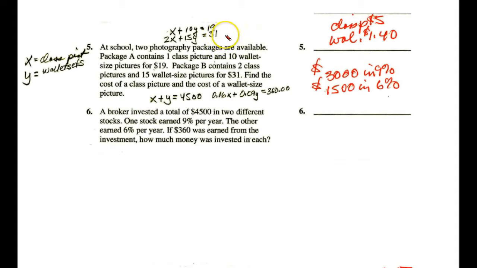Now I can still remember from my high school algebra class, the first time we had a word problem. You know, read it, but then you want to define your variables. This was a very critical part. So let's read it. At school, 2 photography packages are available. Package A contains 1 class picture and 10 wallet-size pictures. So we're identifying the class picture as X and the wallet-size picture as Y. So our first equation then will be 1 class picture and 10 wallets. It's $19.